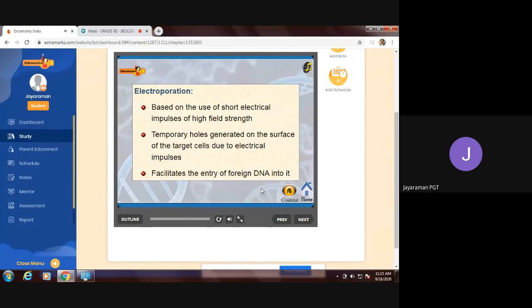Electroporation, the name itself says it uses electricity. Electrical impulses are used in high field strength, some electric current, high voltage type. These impulses cause poration. Poration means forming pores or holes in the host cell. Normally it will not take up DNA, because the cell membrane will not allow the DNA to get inside. You need small holes. So making holes with the electrical field is called the electroporation method.